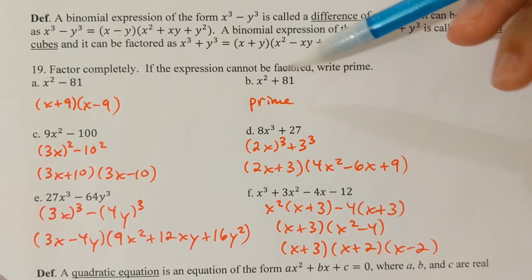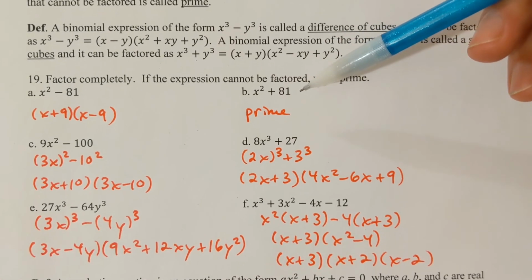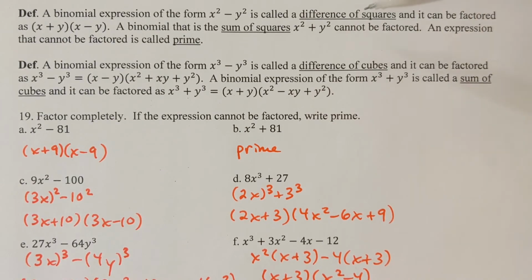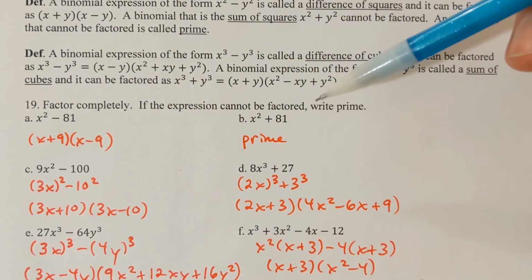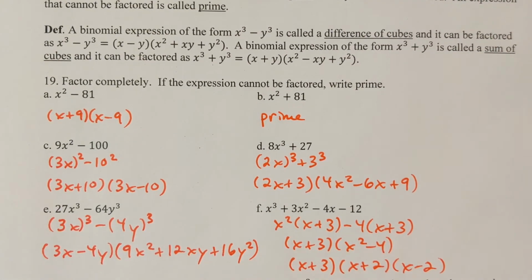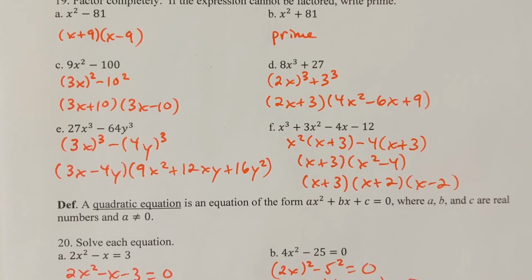9 squared is 81, right? So x squared plus 9 squared, that would be the sum of two squares. The sum of two squares cannot be factored, and so I just write prime. In other words, this is as simplified as we can get it, okay? Like it doesn't factor further. That's what we mean by prime.